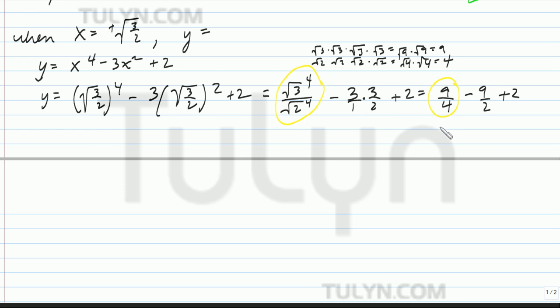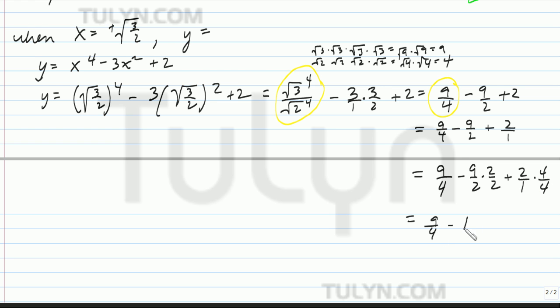So then right here, you're going to get 9 fourths minus 9 halves. Go ahead and make them all into the same denominator, right? So this is 9 fourths. So go ahead and make them all fourths. 9 over 4 minus 9 halves times 2 over 2, plus 2 over 1 times 4 over 4. Well, 9 fourths minus 18 fourths. I'm just multiplying this times this, right? And this times this. And this.